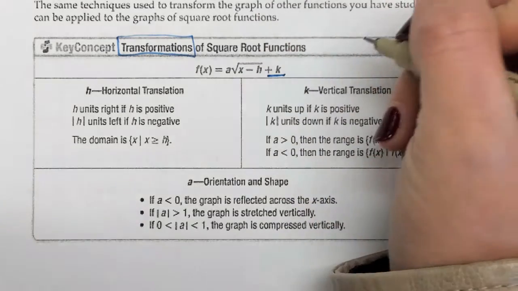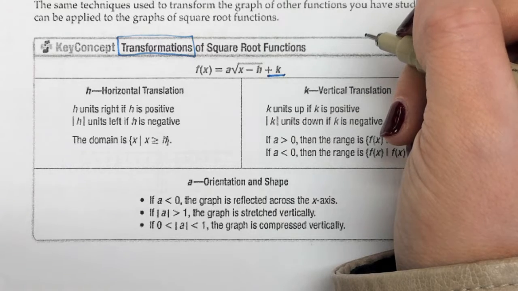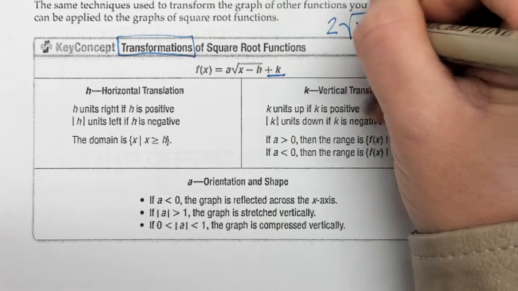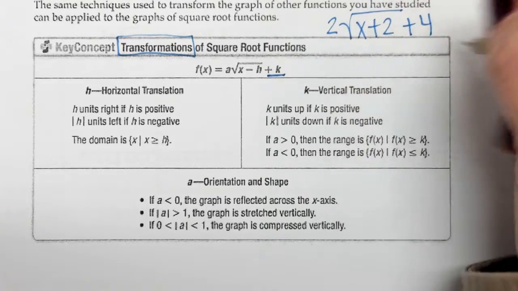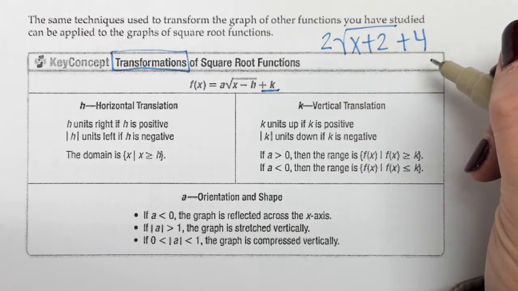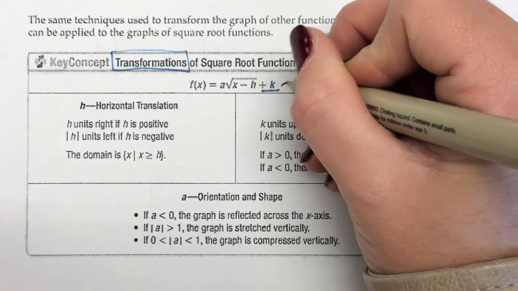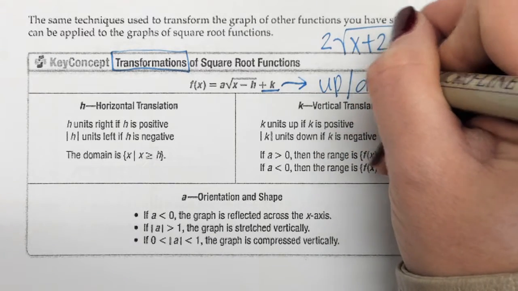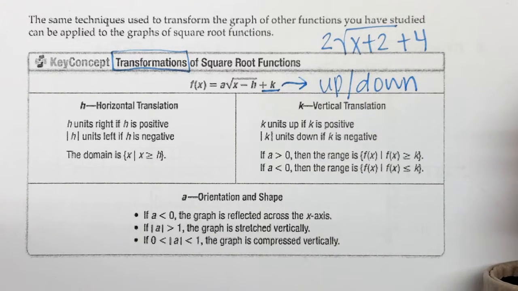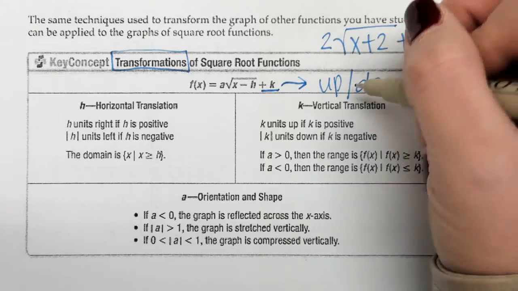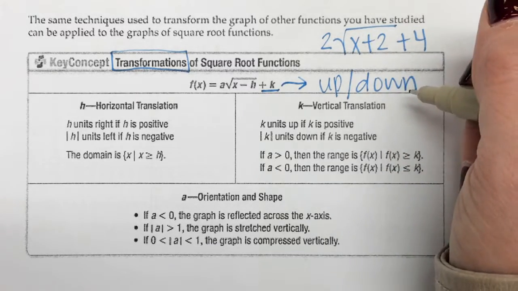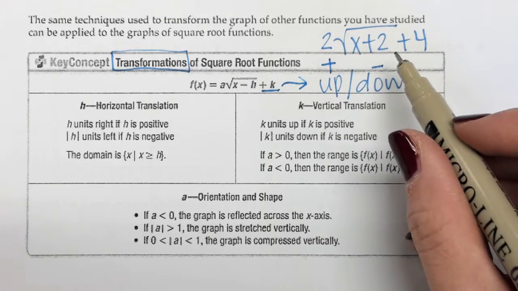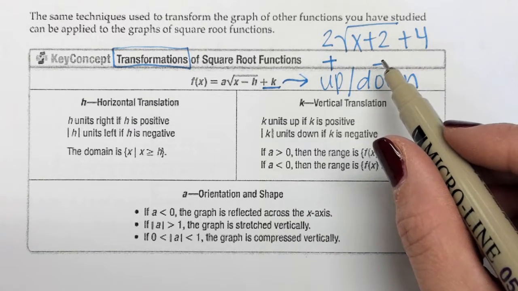Let me write it like this. If I had 2 square root of x plus 2 plus 4, this 4 is moving our graph what? Up 4. Good. So the k, if it's on the outside, not with the x, it moves it either up or down. What determines whether it moves up or down? Good. So if it's positive, it moves it where? And if it's negative? Alright, now if I had a 2 right here, that's moving my graph which way?